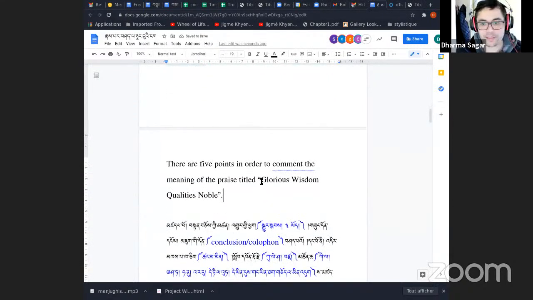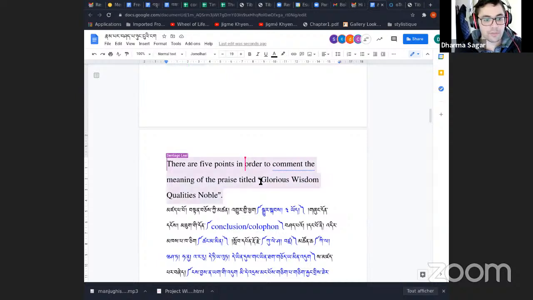Yes, and the reason is that in one of the versions of how this praise came about, there is one abbot involved, and his name is Glorious Wisdom Qualities Noble. That's why we have his name. They decided to put the name of the abbot as the name of the praise.